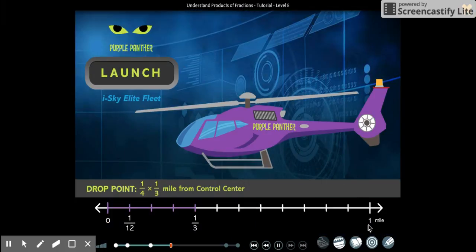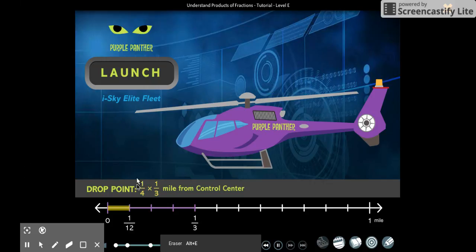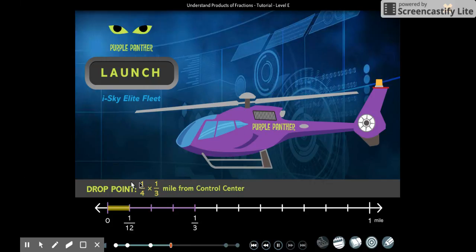To find the distance to the drop point, we started with part of a mile and found part of that. And in order to do that, we multiplied fractions. So multiplying fractions is finding a part of a part. Now that we calculated the location of the Purple Panther's drop point, we can set it on its way. Let's get to work on the next copter, Red Ants Rising.